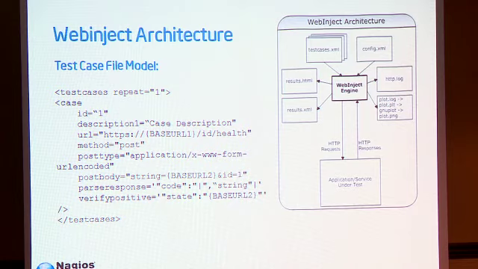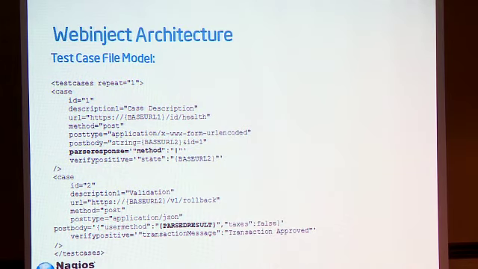What is the test case file model? What you have here is a common test case in XML format. You have case number 1, where you can put the description, the URL the test goes to, the method you're using, and the post body that you're sending. Here you can parse the response that you're receiving and verify positively that what you're receiving is what you're expecting for the validation of the test case.